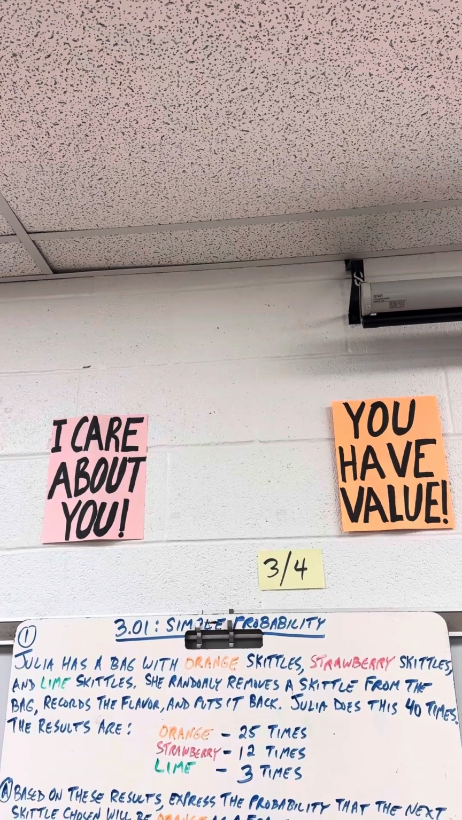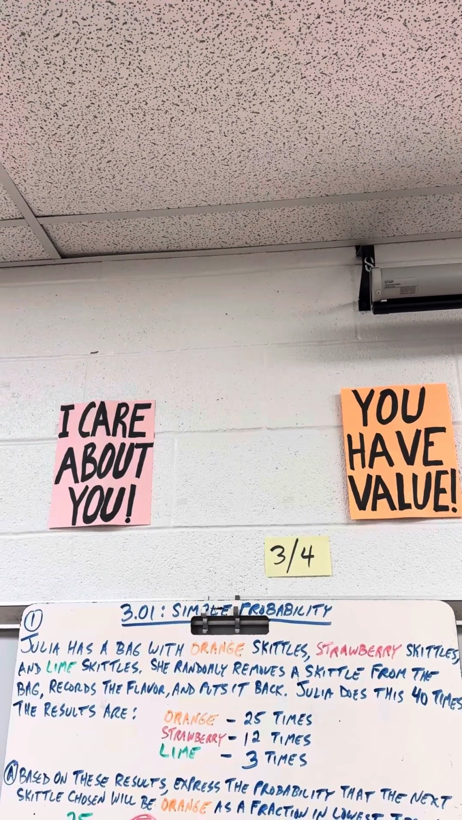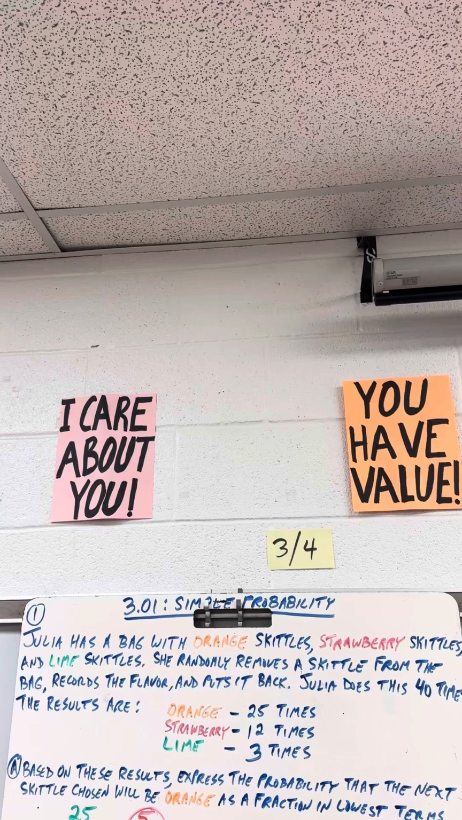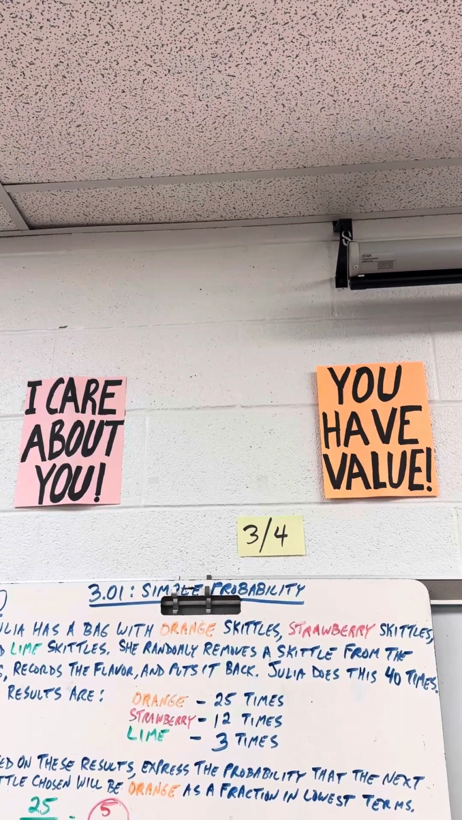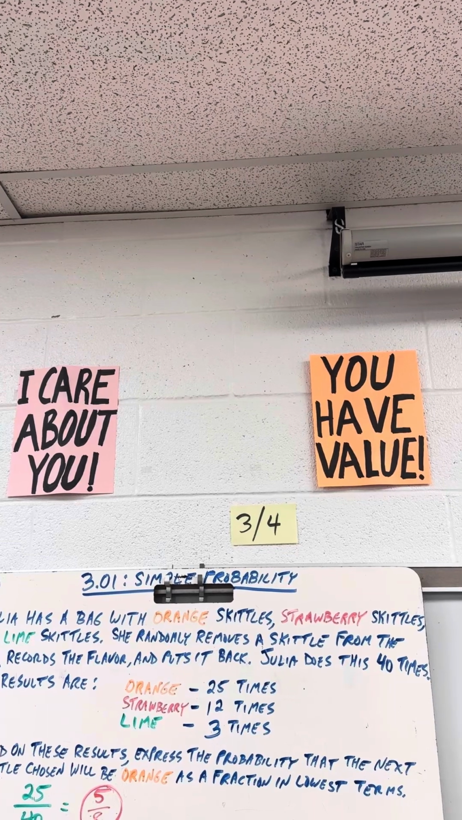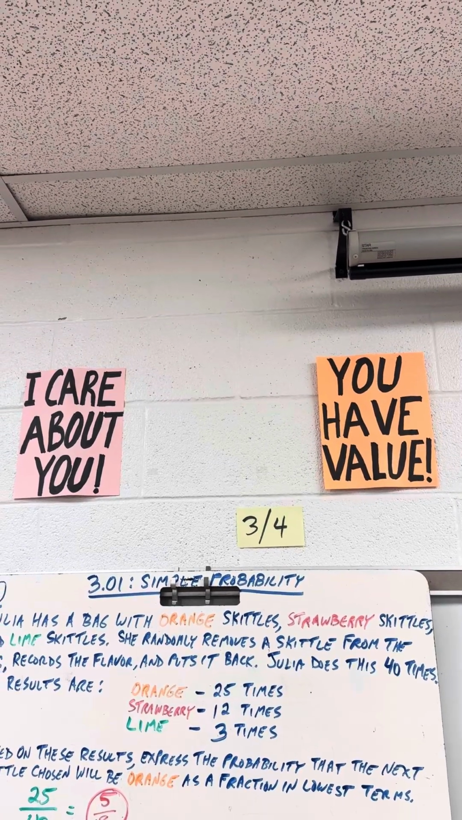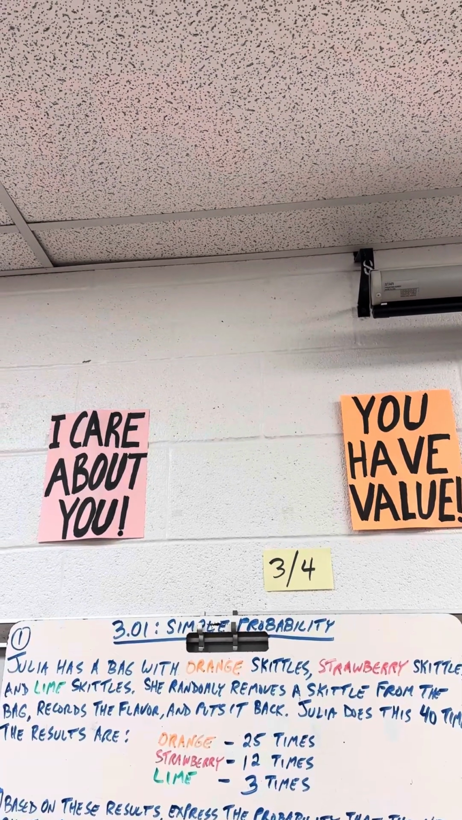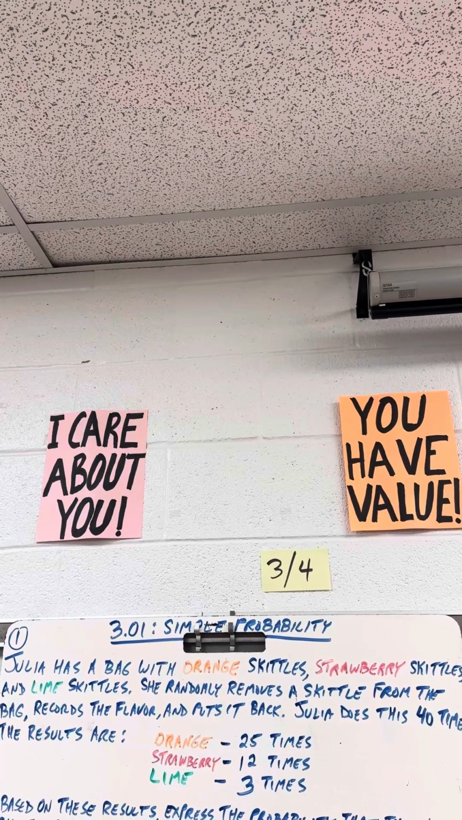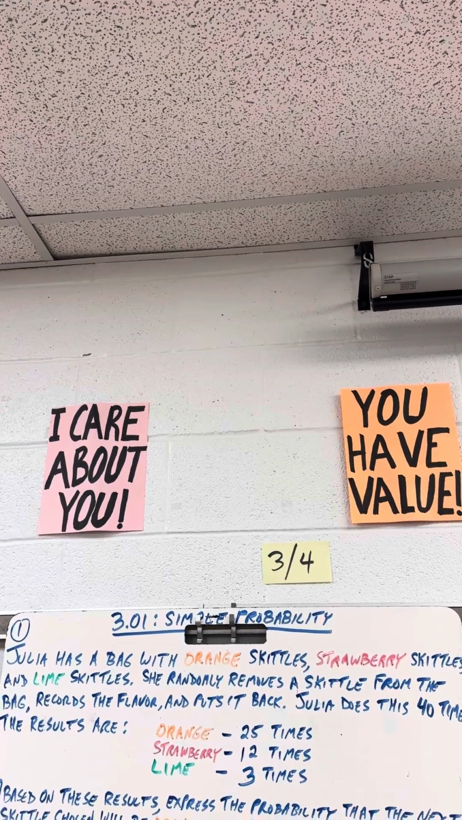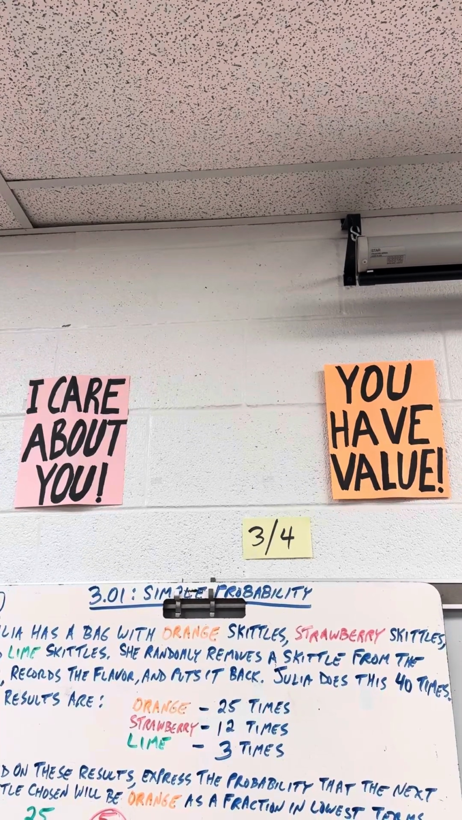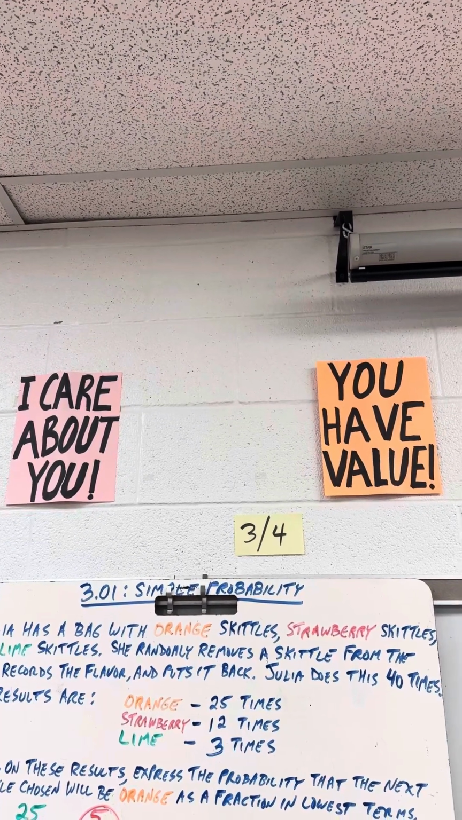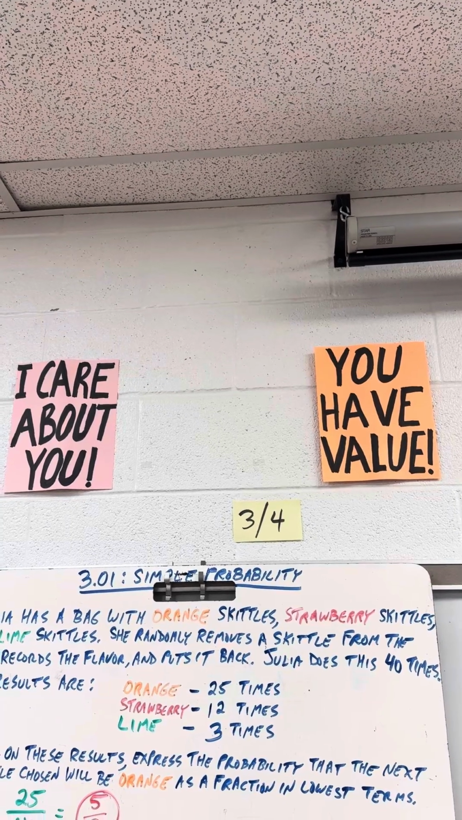Julia has a bag with orange Skittles, strawberry Skittles, and lime Skittles. She randomly removes a Skittle from the bag, records the flavor, and puts it back. Julia does this 40 times. The results are orange 25 times, strawberry 12 times, lime 3 times. Based on these results, express the probability that the next Skittle chosen will be orange as a fraction in lowest terms.